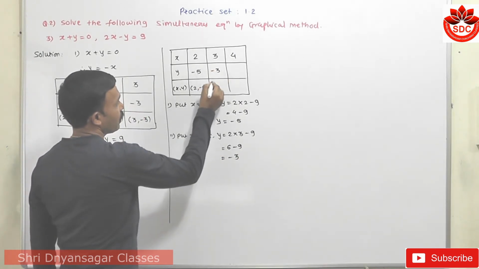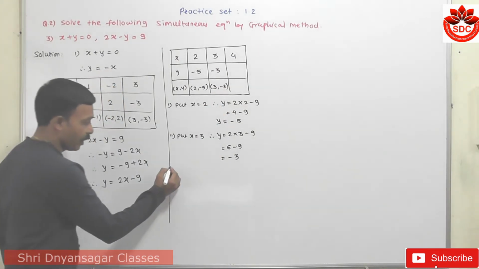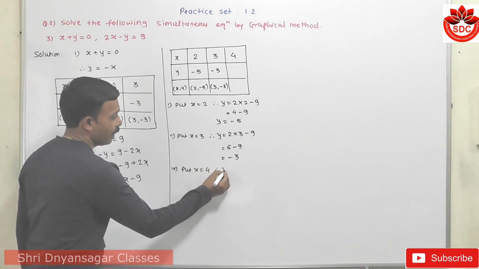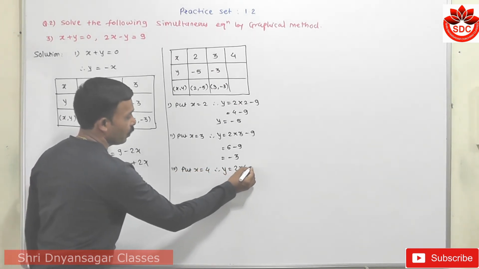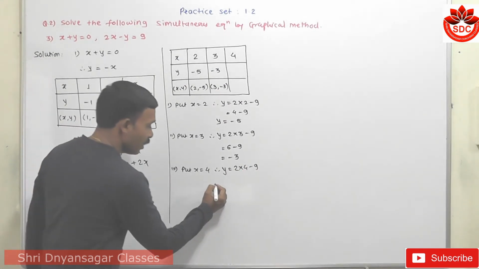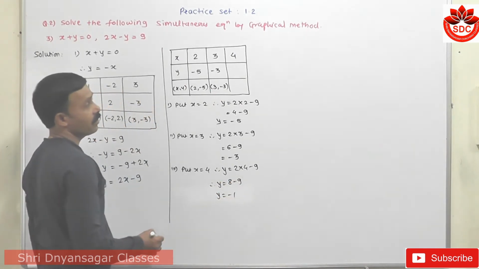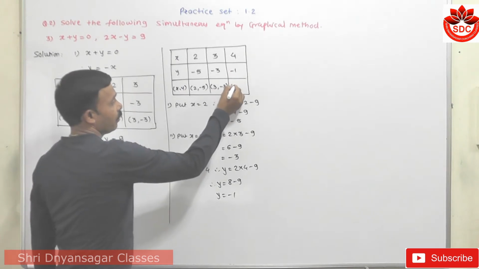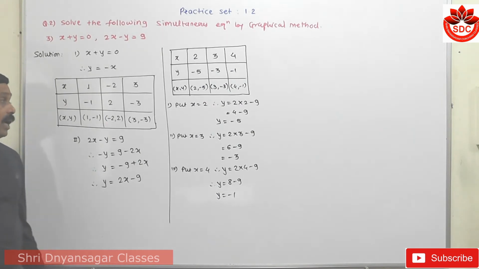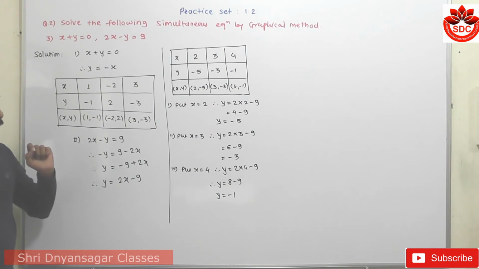So here minus 3 means 3 and minus 3. This is the ordered pair. And the third one is put x is equal to 4. At that time y is equal to 2 into 4 minus 9. 2 fours are 8, minus 9. The subtraction becomes minus 1. So I write here minus 1. It becomes 4 and minus 1. This is the ordered pair. Now student, by using these ordered pairs, we can draw the graph of the given equations.